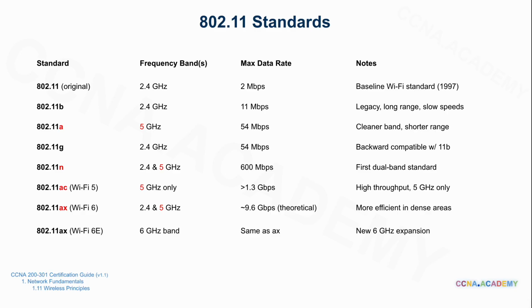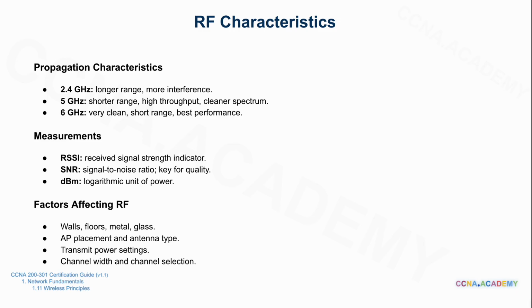And the latest version, 802.11ax, also known as Wi-Fi 6, brings major efficiency improvements, with Wi-Fi 6E extending those benefits into the new 6 GHz band for even more capacity. Each Wi-Fi generation, from 802.11b to 802.11ax, improves speed, efficiency, and reliability.